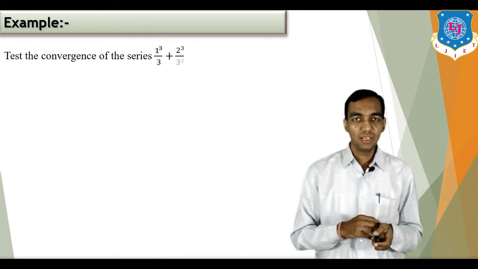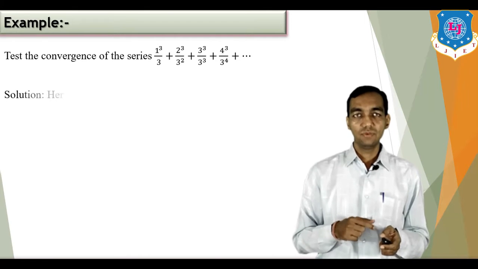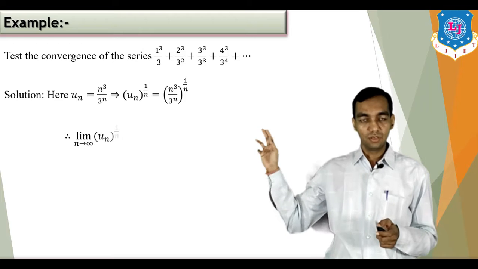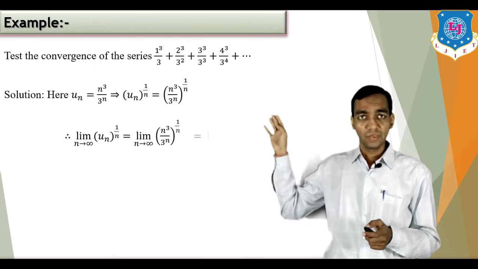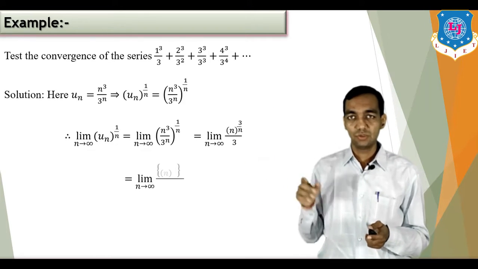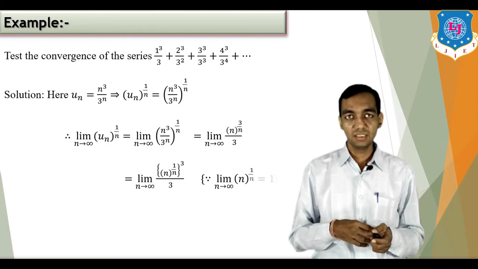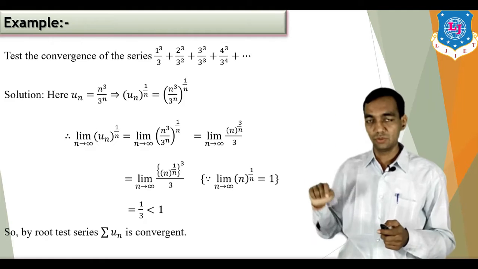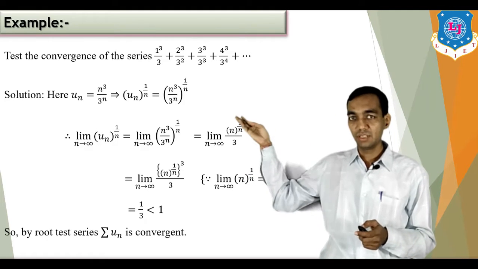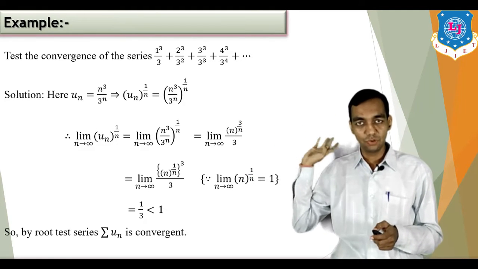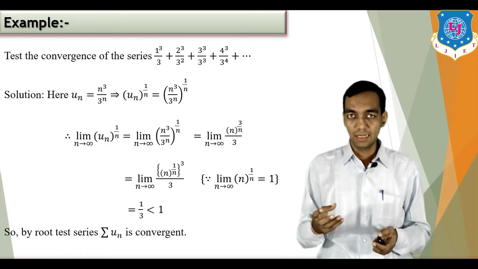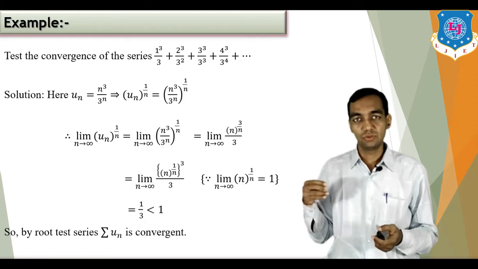One another example we are going to check out. Test the convergence of 1 cube upon 3, 2 cube upon 3 square, 3 cube upon 3 cube, 4 cube upon 3 raised to 4, and so on. That means here, in the numerator you have 1 cube, 2 cube, 3 cube, 4 cube, and so on. In the denominator you have 3, 3 square, 3 cube, 3 raised to 4, and so on. So in the numerator you have n cube, and in the denominator you have 3 raised to n.